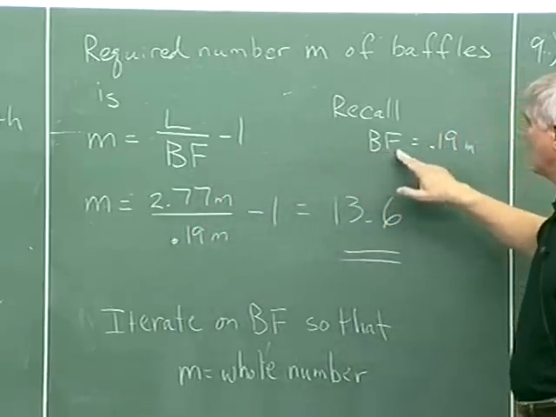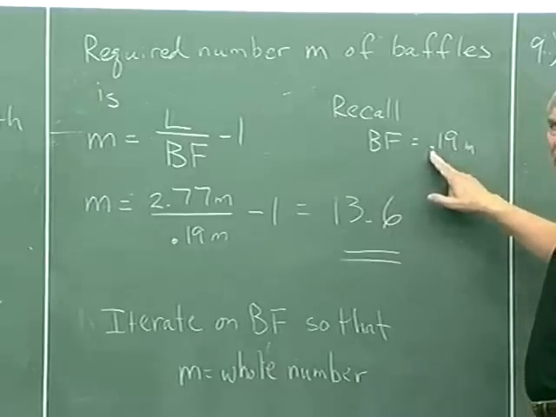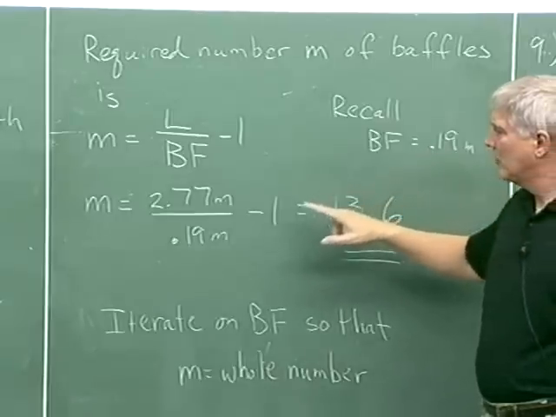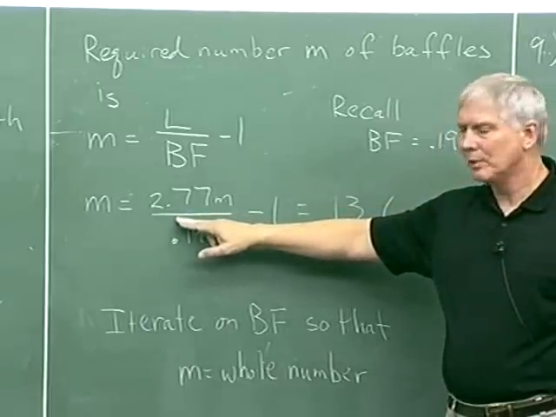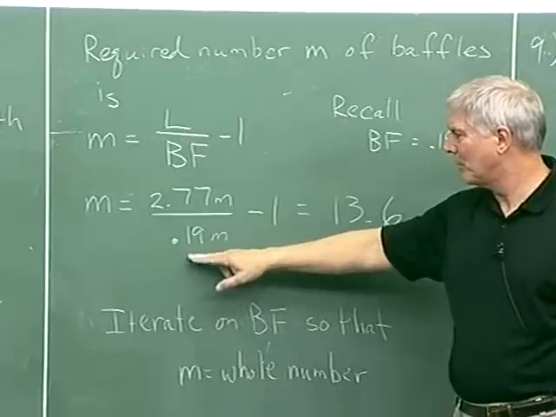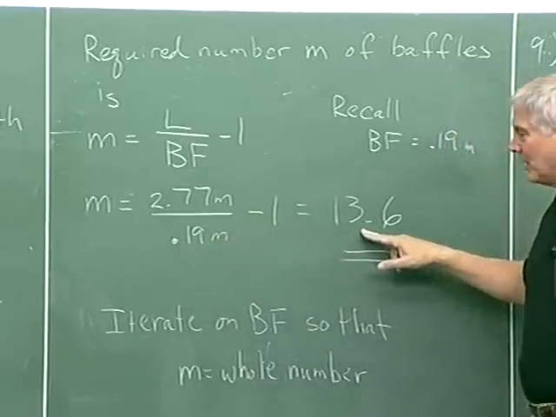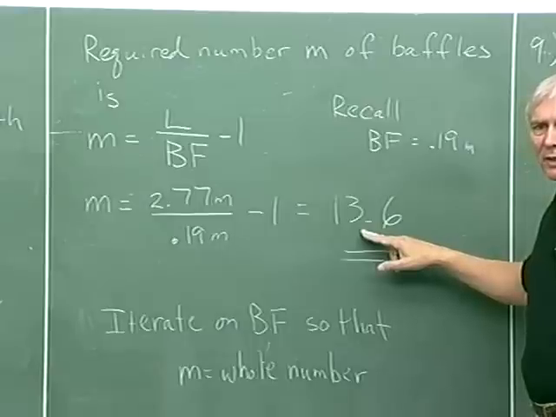And remember, the baffle spacing BF was 0.19 meters. We calculated that. So M, the number of baffles, is 2.77 divided by 0.19 minus 1. We end up with 13.6 baffles. Well, we have to have a whole number of baffles. This is not going to work. We don't have the right number of baffles.